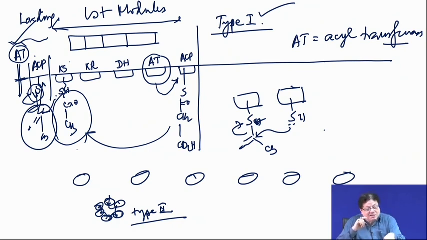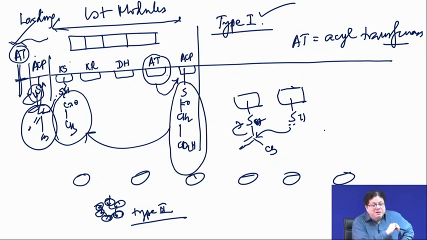So, ketoreductase now reduces the carbonyl. There is a dehydratase. So, the dehydration will take place, but there is no enoyl reductase. If that is not there, that means after this reaction you get the double bond compound. Okay. Now, what will happen? All the time this is being held in the ACP.